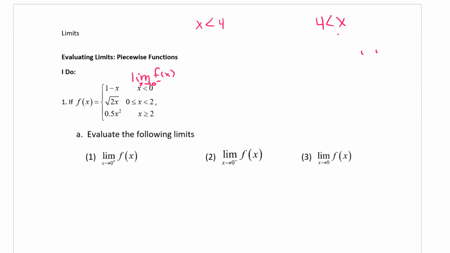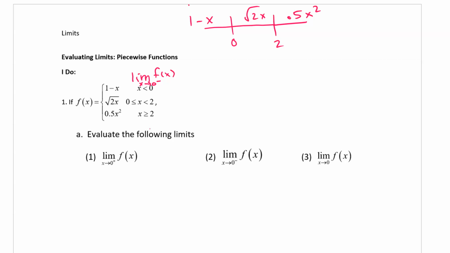The other way to think about it is like a number line. Let's say I'm thinking about this first one here. I've got x less than 0, so I've got 0. Less than 0 would be here, so that would be the 1 minus x equation. Then between 0 and 2, I've got square root 2x. And then greater than 2, I've got 0.5x squared. So this is the other way to think about it visually.